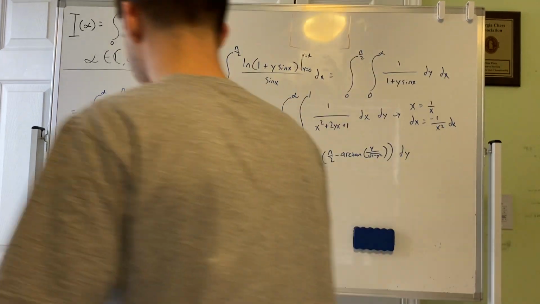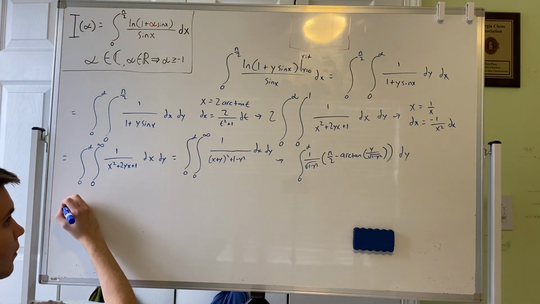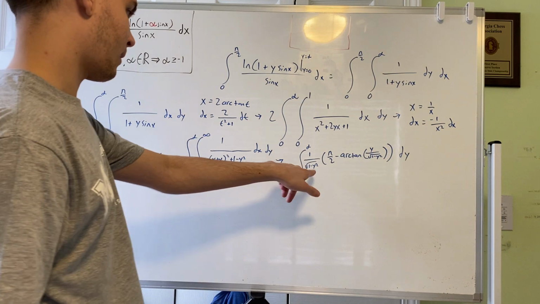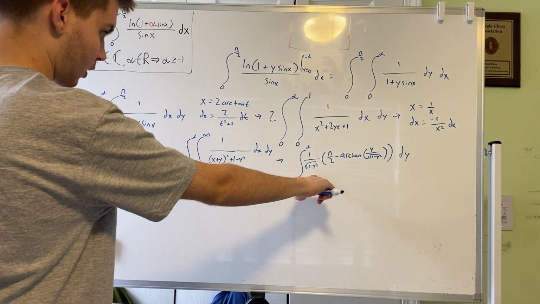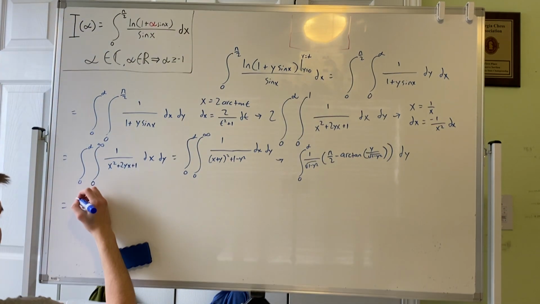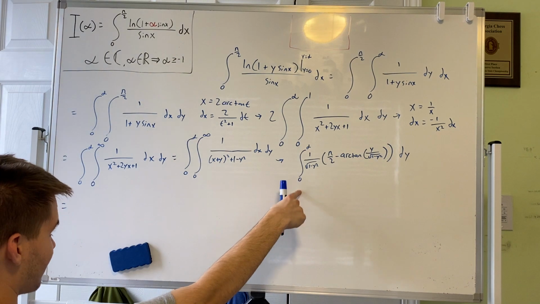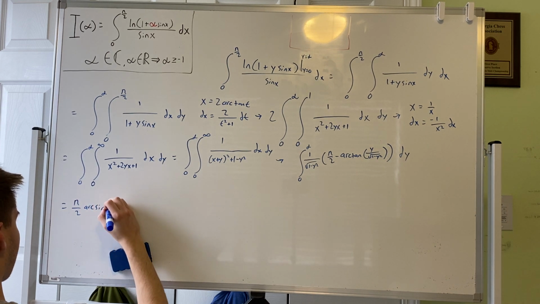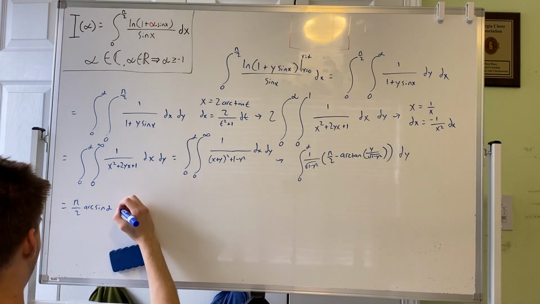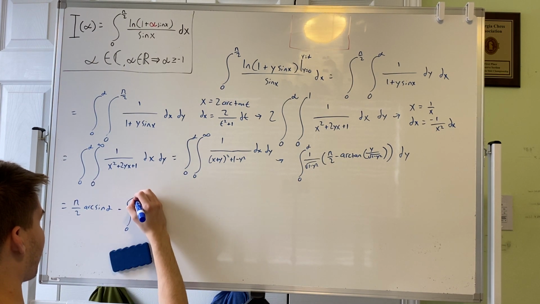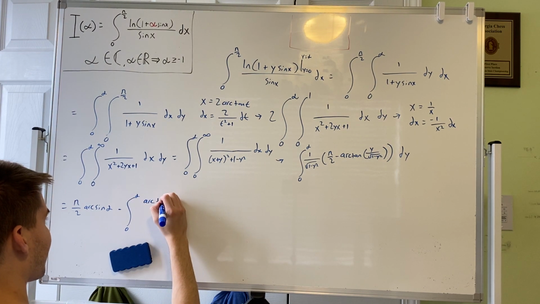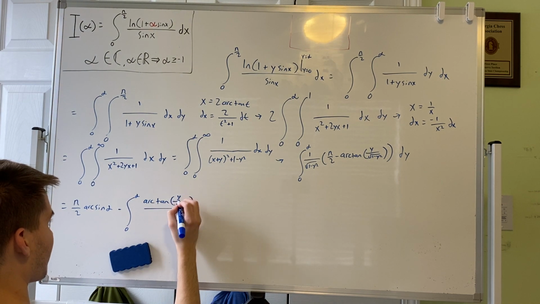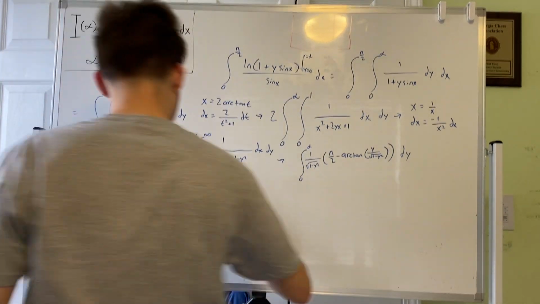Now let's evaluate this integral. After distributing, we have pi over 2 times this, but we know that's arcsine, right? That's just the arcsine structure. So from these bounds, we're going to have arcsine alpha minus arcsine 0. Arcsine 0 is 0. So we just have pi over 2 times arcsine alpha. And then we have minus this integral, dy.